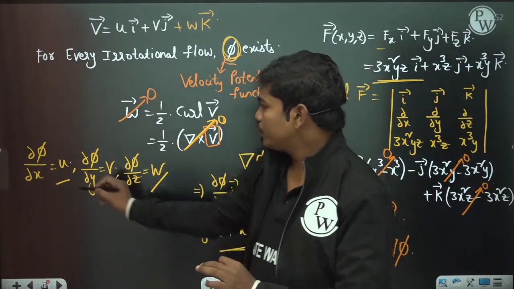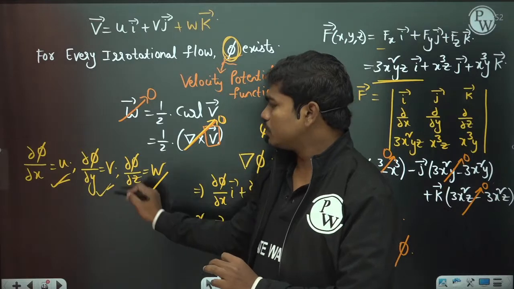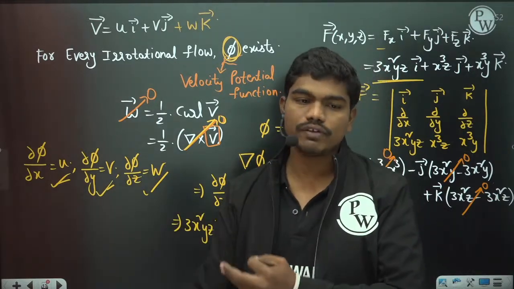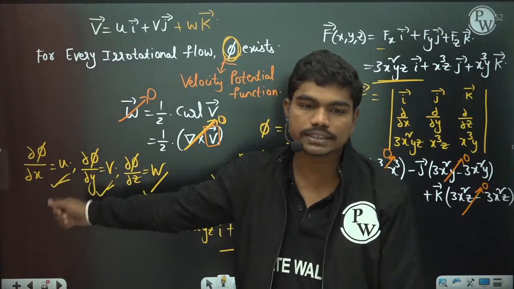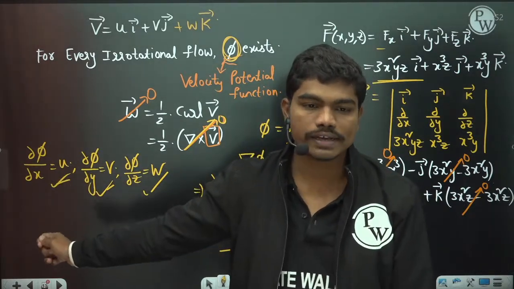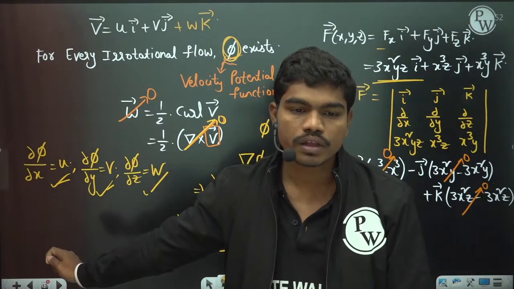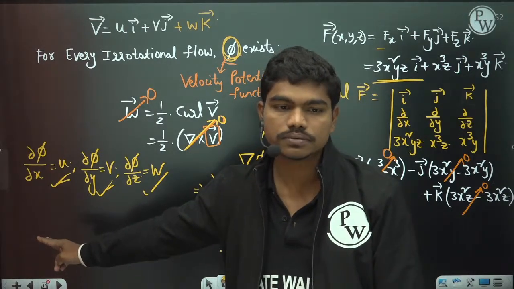Okay, so you have u is equal to ∂φ/∂x and v is equal to ∂φ/∂y. Of course, in two-dimensional flow, if there is no w, this component won't be there. You will deal in two coordinates: u is equal to ∂φ/∂x and v is equal to ∂φ/∂y. So is this concept clear to all of you? Did you all understand how we write these equations?